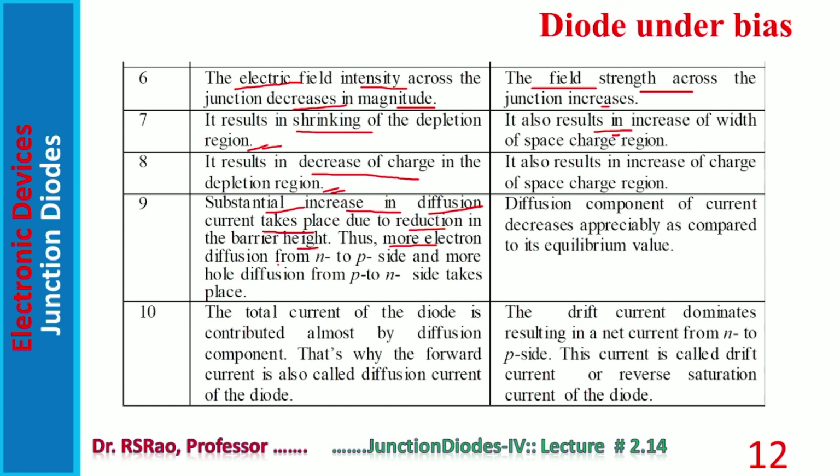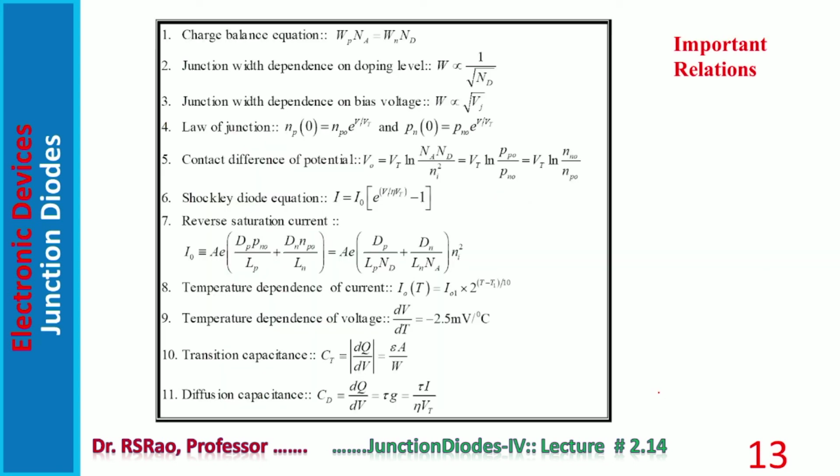Thus, more electron diffusion from the N to P side and more hole diffusion from the P to N side takes place. The drift component of current decreases appreciably as compared to its equilibrium value. The total current of the diode is contributed almost by diffusion under forward bias. That's why forward current is also called diffusion current. The drift current dominates under reverse bias. This drift current is from the N to P side. This current is called the drift current or reverse saturation current of the diode.